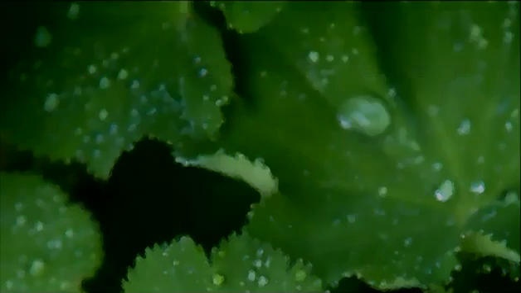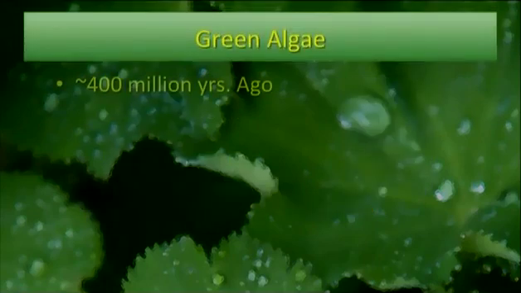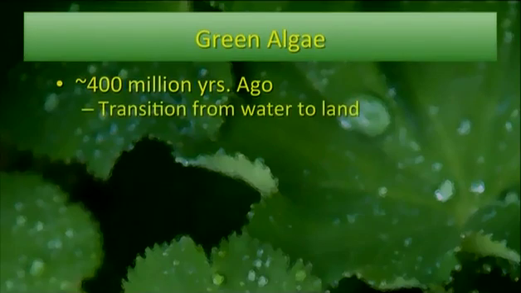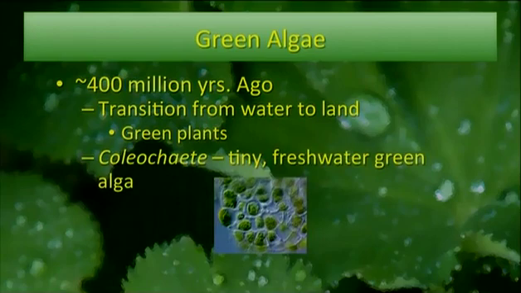But the green algae, approximately 400 million years ago, made the transition from water to land and became what we know as green plants. An example of that, they think, may be some kind of alga related to Coleochaete, a tiny freshwater green alga, which actually made the big step from water onto land.